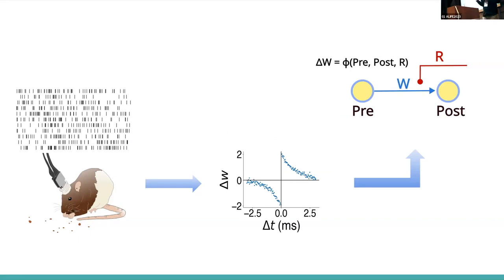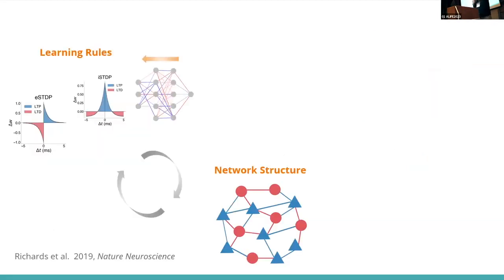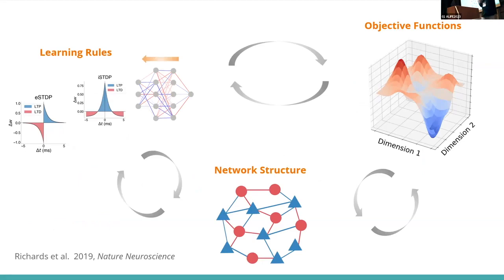And today I want to argue for a more holistic view of learning in living systems, where the learning rules are not by themselves meaningful, but have to always be viewed in conjunction with the network structure they're acting on, and also the objective functions that they're optimizing. So when something is learned, we have to view the system as a whole, and the interactions between these things matter a lot.